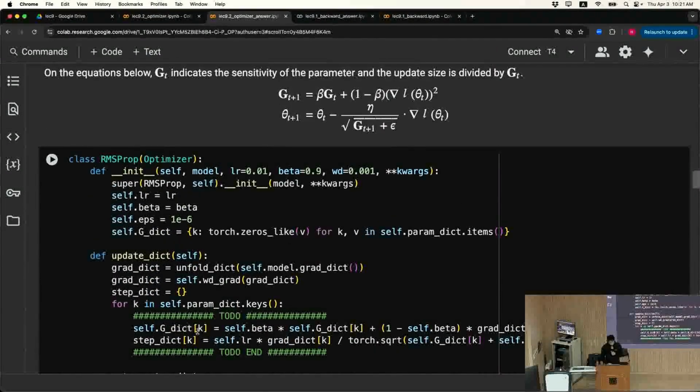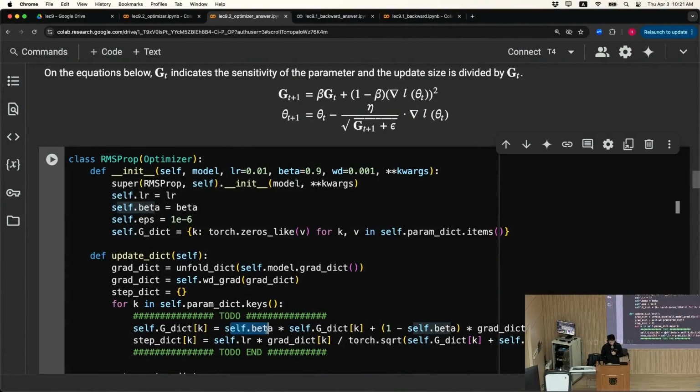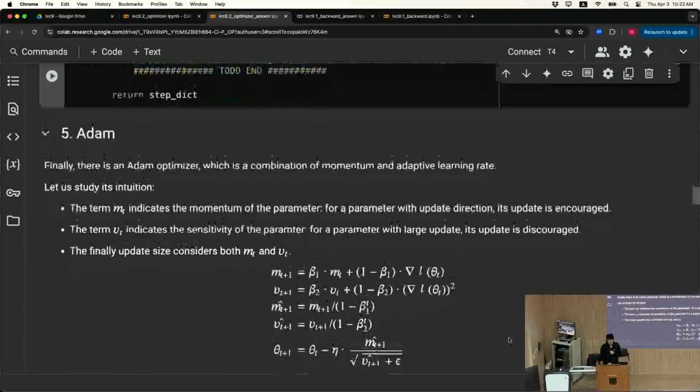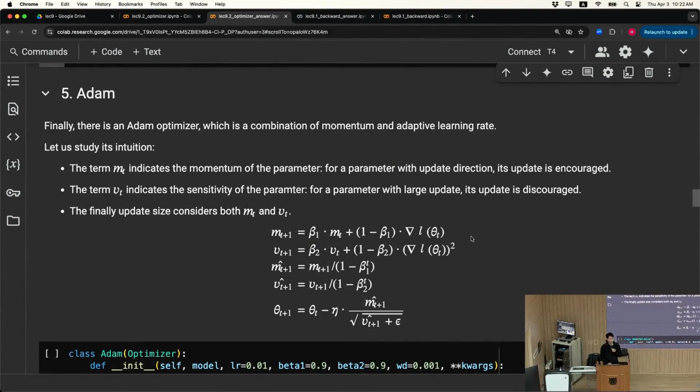All right, so for the G dict, you do a weighted averaging with beta of the previous value and the new value, which is the partial derivative squared. And for the descent direction, learning rate times the gradient, element-wise divided by the square root of G plus some epsilon. Okay, that's RMSProp, and some people use it, but not very often. Almost everyone is going to use Adam.